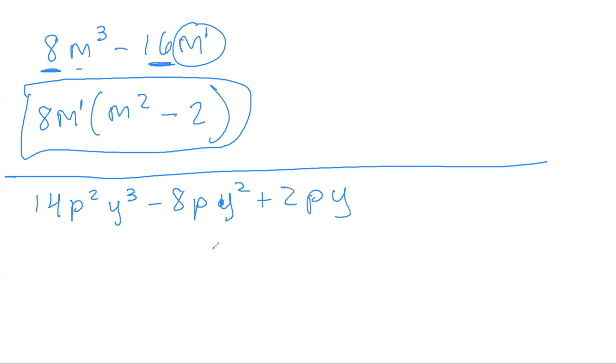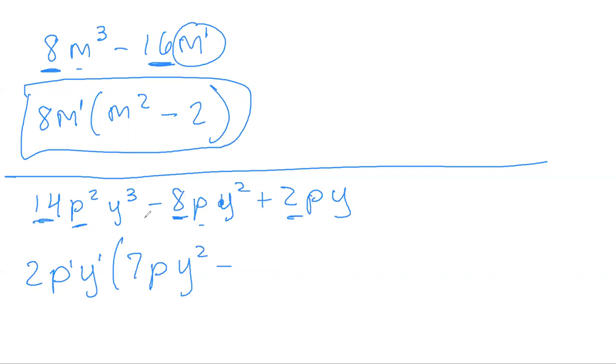Okay, I think this will be the last one for this type of factoring. So again, looking at the coefficients, I can take out a 2. For the p, the lowest one is just a p. For the y, I can just take out one y. Here, 14 divided by 2 is 7. 2 minus 1 is just p. 3 minus 1, so I just get y squared.